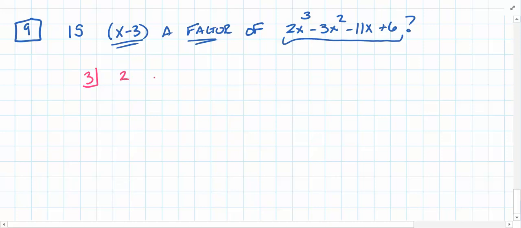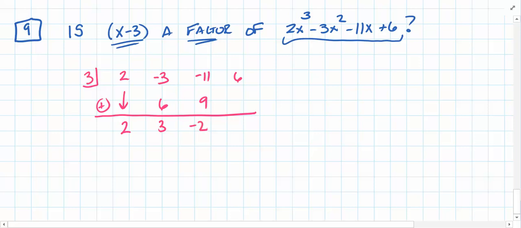Skip a line and draw a line. Bring down. Add this up. This is going to give me 2. This is going to give me 6. Add it up gives me 3. Adding that together, multiplying 3 and 3 gives me 9. This is going to give me a negative 2. This gives me negative 6. Oh, look at that. I have a 0.